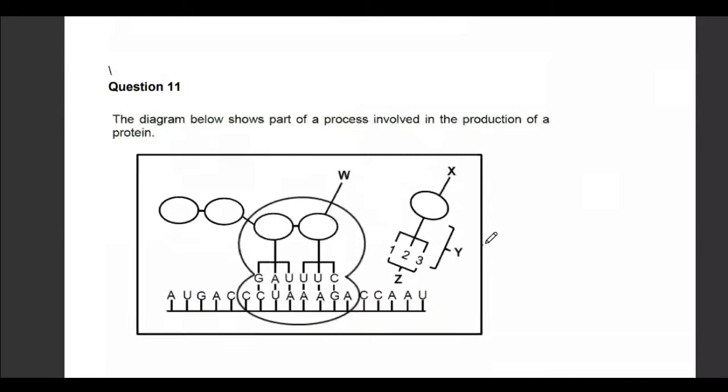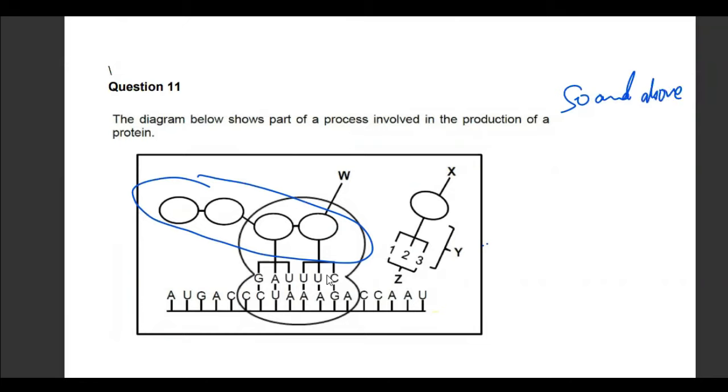Some people call this a protein. This is not a protein. It is only a protein if it is 50 amino acids and above. So what is this then? This is a polypeptide chain. Yes, so it is a polypeptide chain.